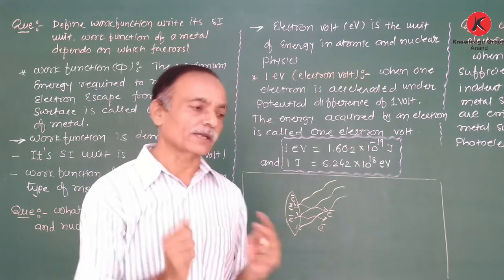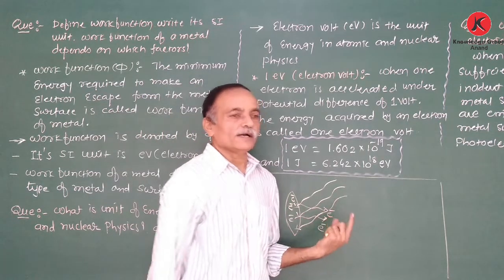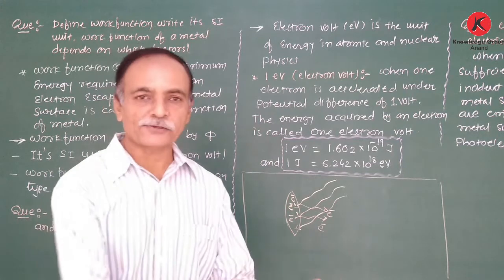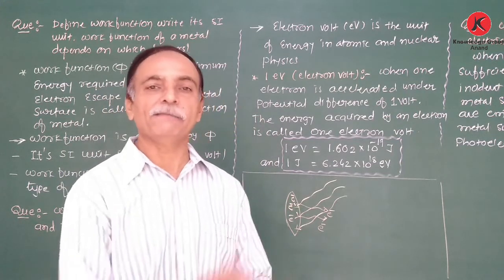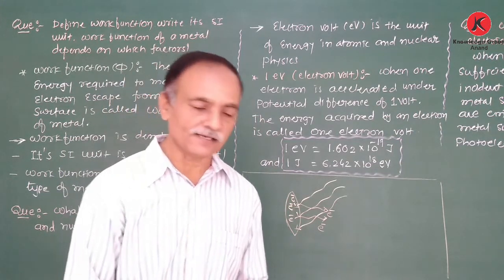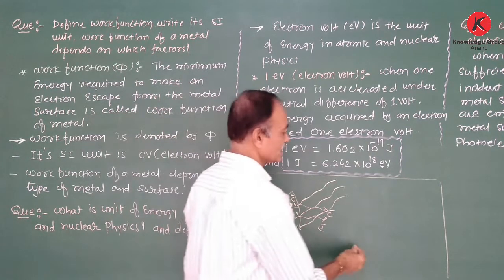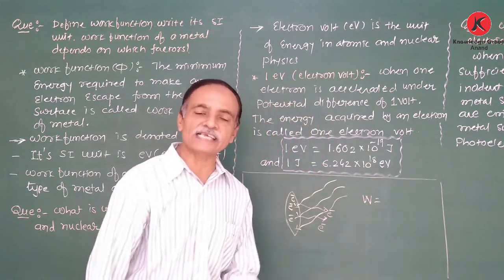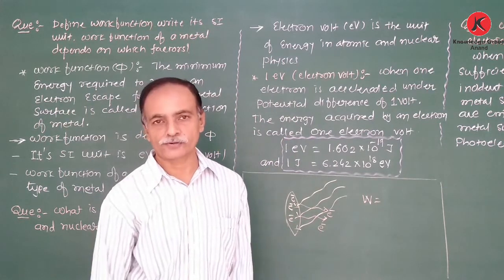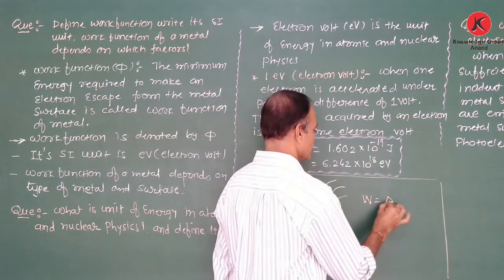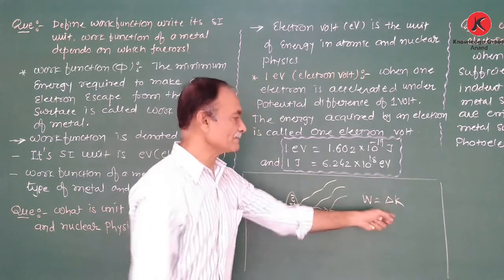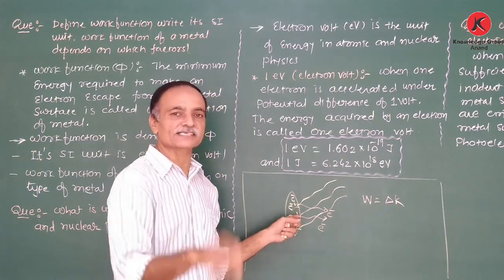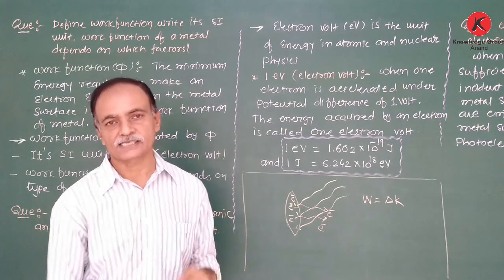Clear? Okay. So the electron does not get emitted from the metal by itself. We have to do some work to emit the electron from the metal. According to the work-energy theorem, the work done is equal to the change in kinetic energy of the electron. Here we supply the energy in the form of incident radiation of proper frequency.